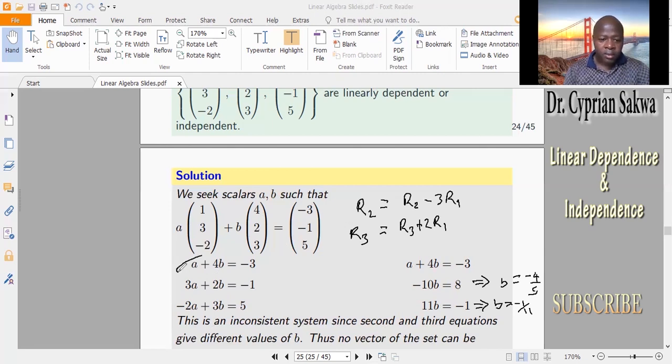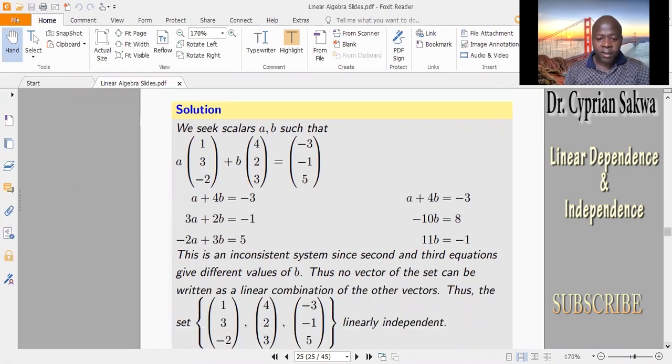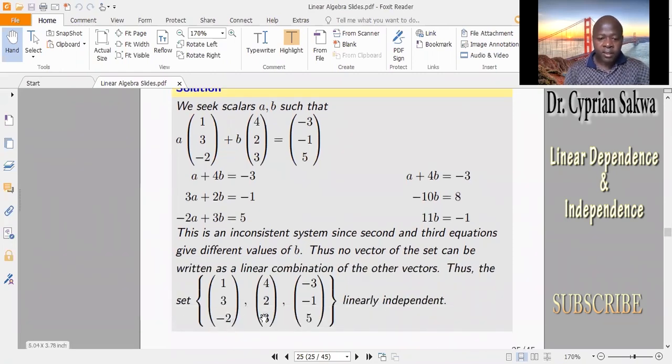This system has no solution. We cannot get scalars A and B such that A times this plus B times this would give us that. So A and B do not exist. In other words, we cannot write any of the vectors given as a linear combination of the other vectors. And what that means is that the vectors given to us are linearly independent.